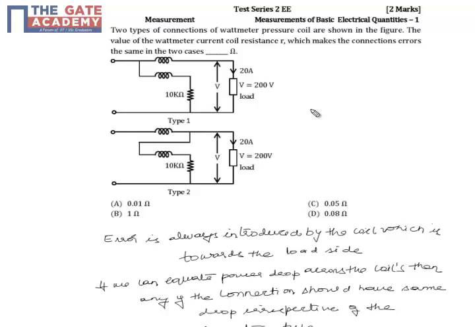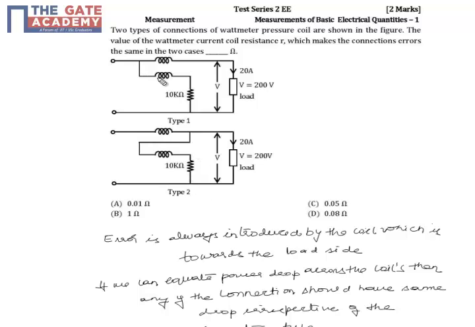So here we know that there are two possible types of connections of the pressure coil. One is towards the load side, here in the second setup, and one is towards the supply side, which you can see in the first diagram. So here always the error is due to the coil which is connected towards the load side. So here you will get the error because of the pressure coil, and here you get the error because of the current coil. So always whichever is towards the load side, that will give the error.